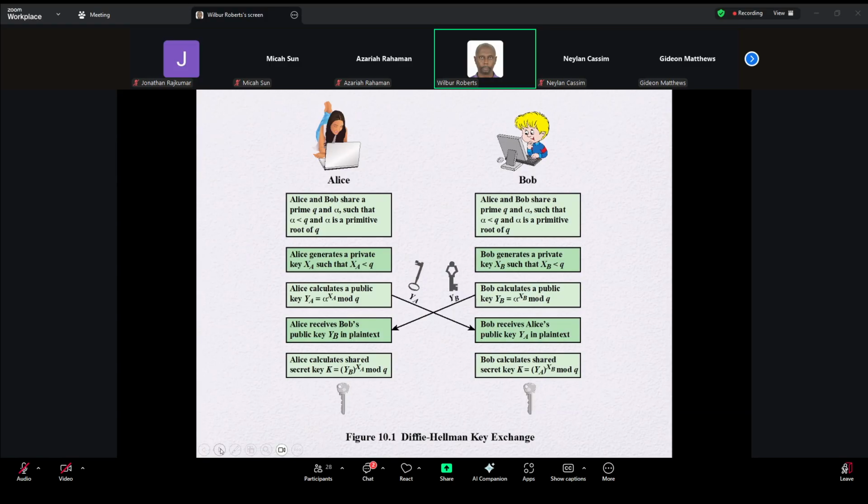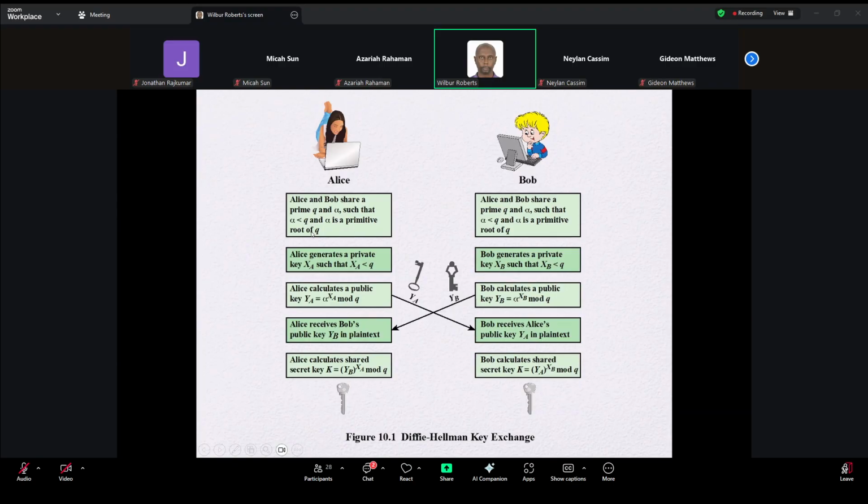Right. So what it says is that we have Alice and Bob. They share a prime number Q and alpha, such that alpha is less than Q. So Alice and Bob share a prime Q and alpha, and alpha is less than Q, and alpha is a primitive root of Q.